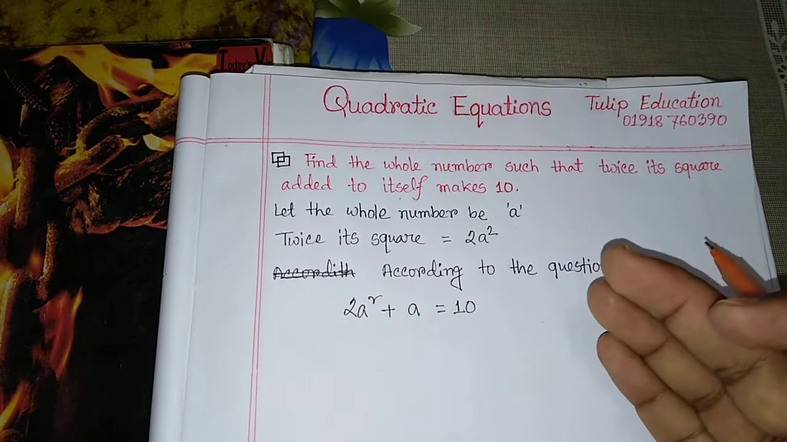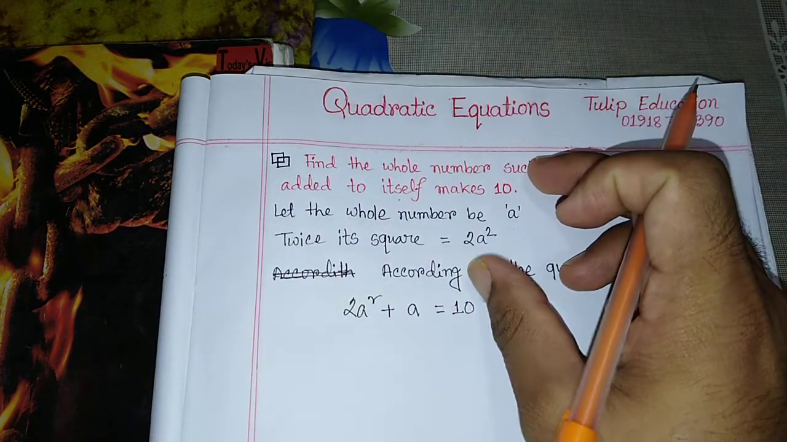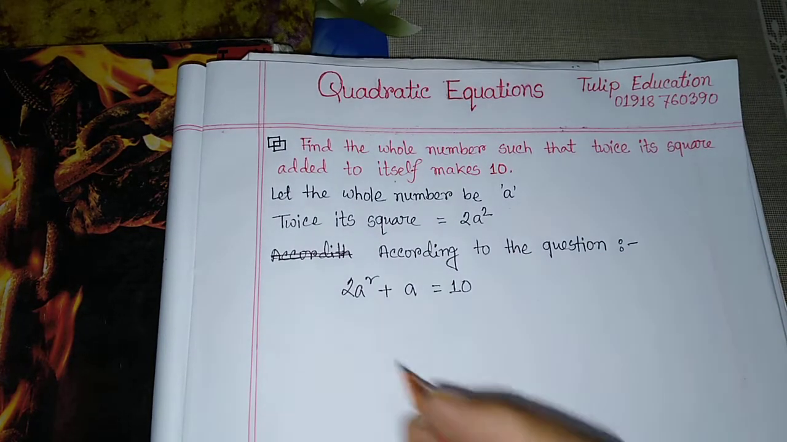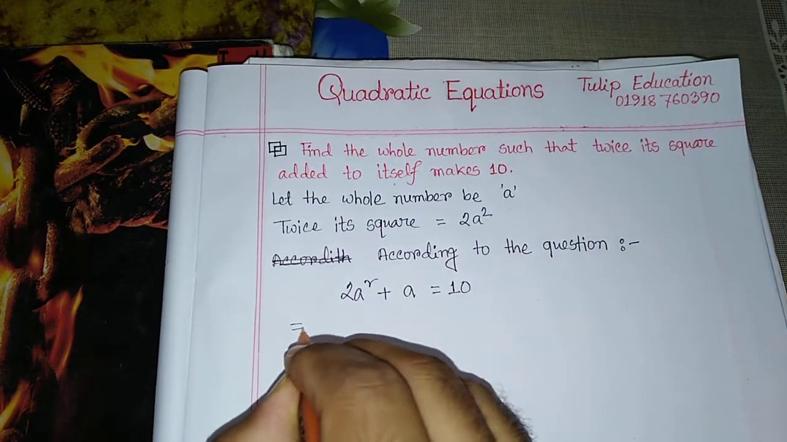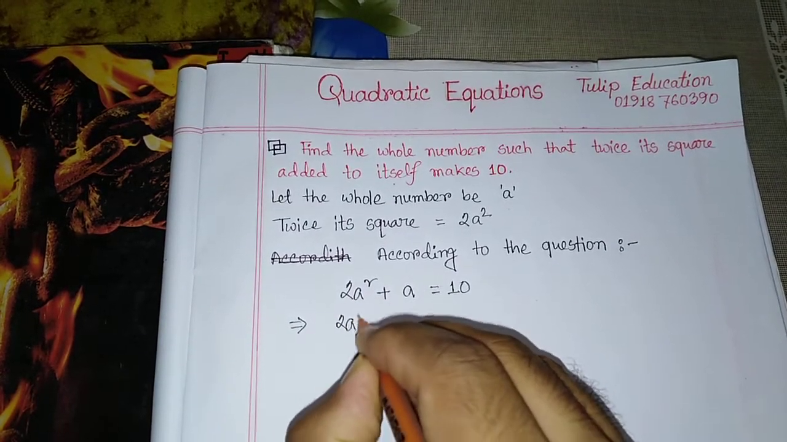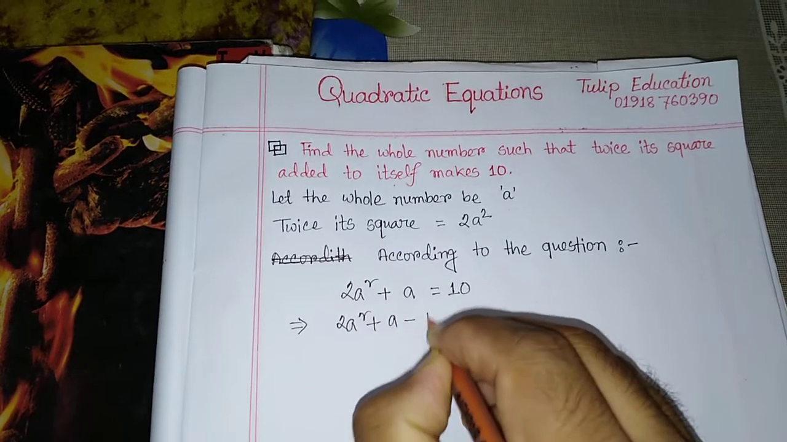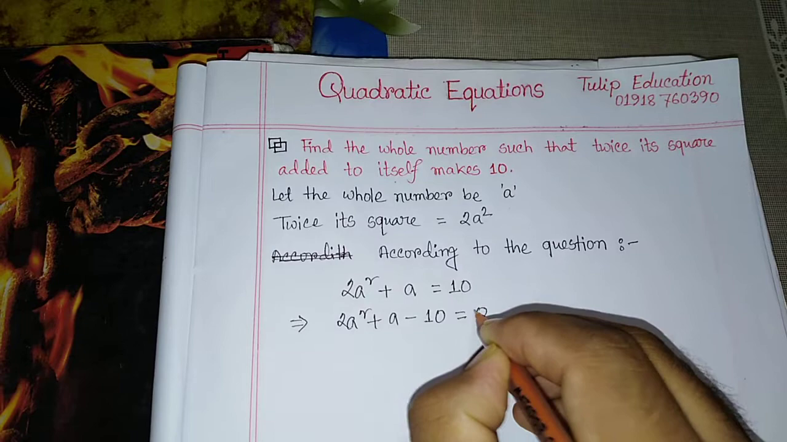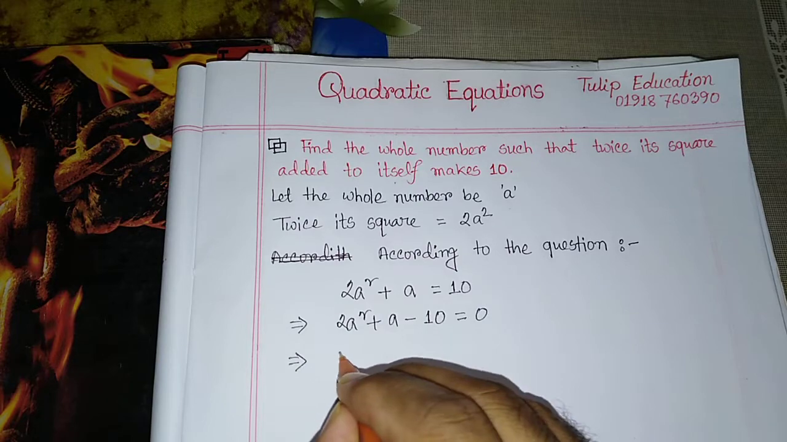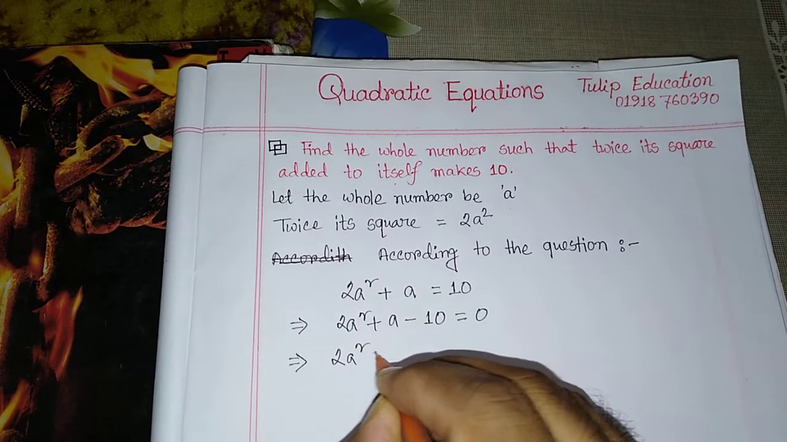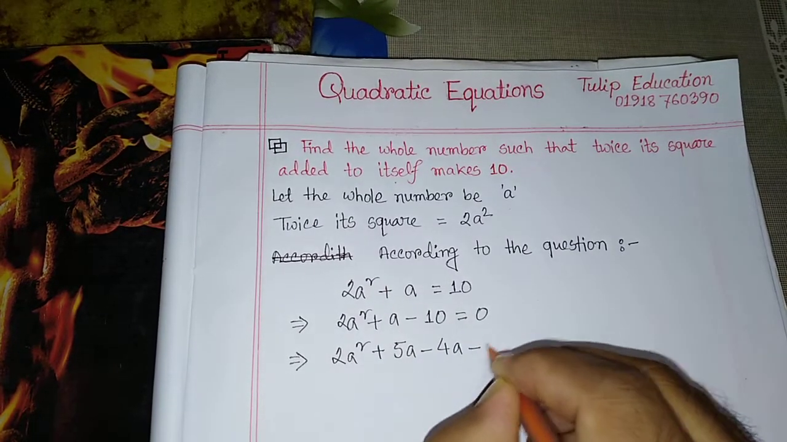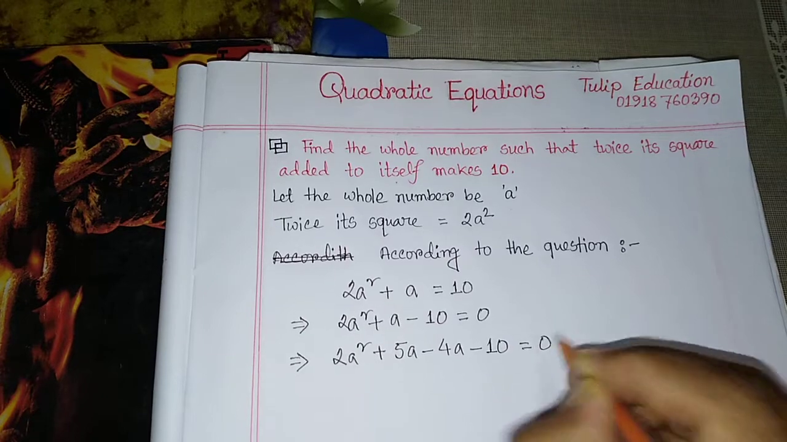If you want to solve this type of problems, first of all, you have to understand how to form an equation. Okay, now we will solve it by middle term break. Okay, so transfer 10 to the left side, so that it will be 2a square plus a minus 10 equal to 0. Okay, now we can write it 2a square plus 5a minus 4a minus 10 equal to 0.